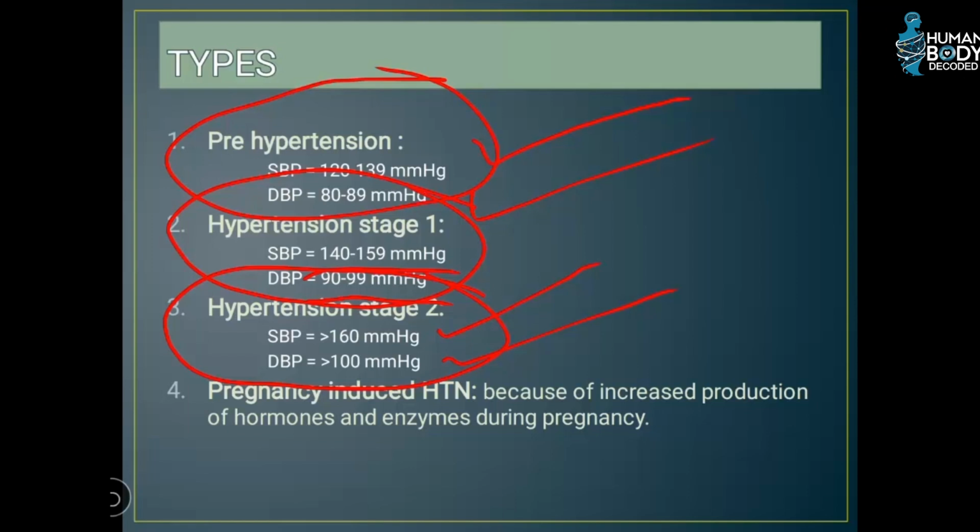We have another category of blood pressure, which is pregnancy-induced hypertension. In this, females who become pregnant experience a lot of hormonal changes in their bodies. When many hormones are produced in the body, it causes the blood pressure in the body to increase. So we call it pregnancy-induced hypertension.